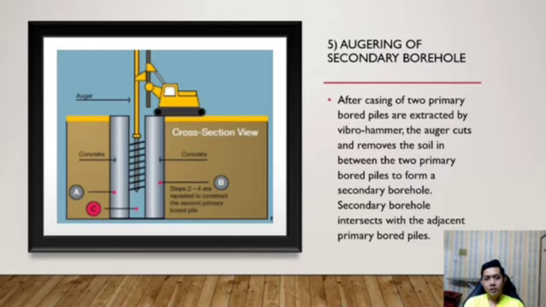This step is done after casing of the 2 primary bore piles are extracted by vibro hammer, where the auger cuts and removes the soil in between the 2 primary bore piles to form a secondary borehole. The secondary borehole intersects with the adjacent primary bore piles.